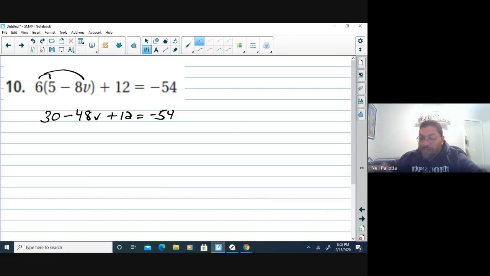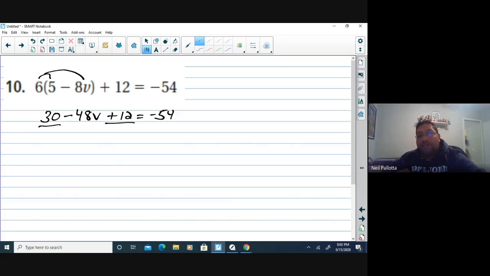Now here's where I saw too many people making mistakes. We're not recognizing the like terms. 30 minus 48v, they are not like terms. Like terms have to have the same variable. 30 is a constant. It has no variable. 48v is a term with a variable. They're not like terms. Your like terms are the 30 and the 12. They're your like terms.